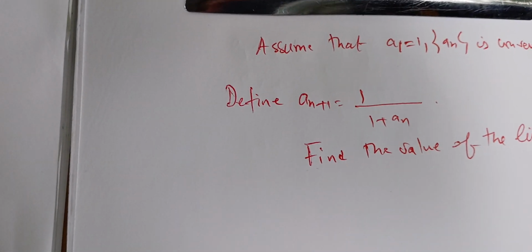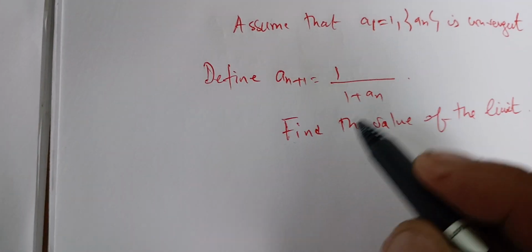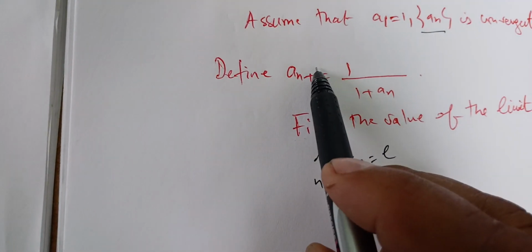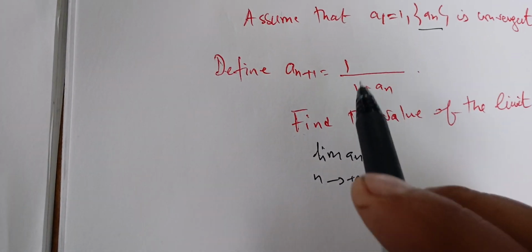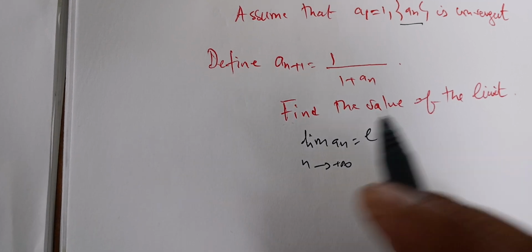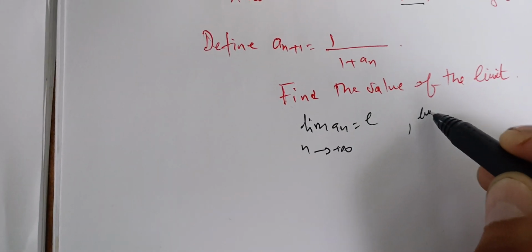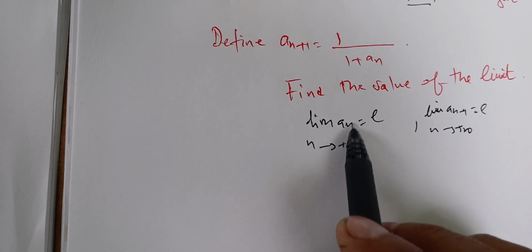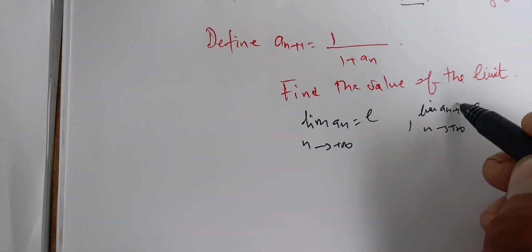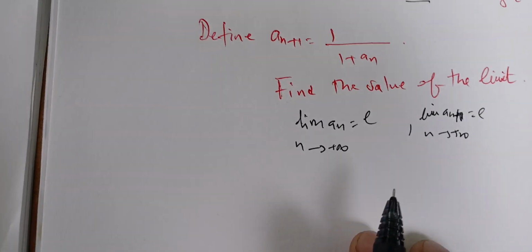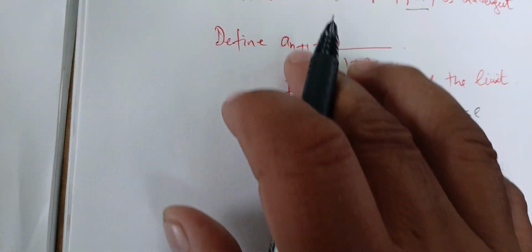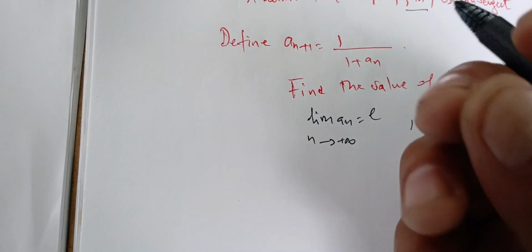So what's its value? The key idea in this problem is that our sequence is convergent to some L. Since a_{n+1} is the same sequence with a different index, it's also convergent to the same L. So the limit of a_{n+1} is L. In general, if we have a sequence a_n that's convergent to some L, then a_{n+1} is also convergent to the same L. So we assume that it's convergent, and our aim is to find the exact value of L.